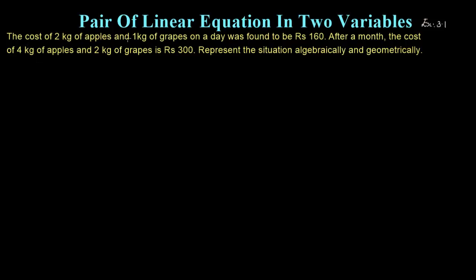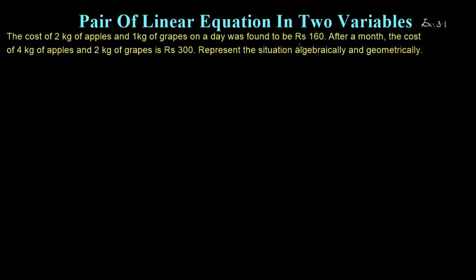The cost of 2 kg apples and 1 kg of grapes on a day was found to be 160 rupees. So on one day, 2 kg apples and 1 kg grapes together cost 160 rupees. After 1 month, the cost of 4 kg apples and 2 kg grapes is now 300 rupees. And they want you to represent this situation algebraically and geometrically.